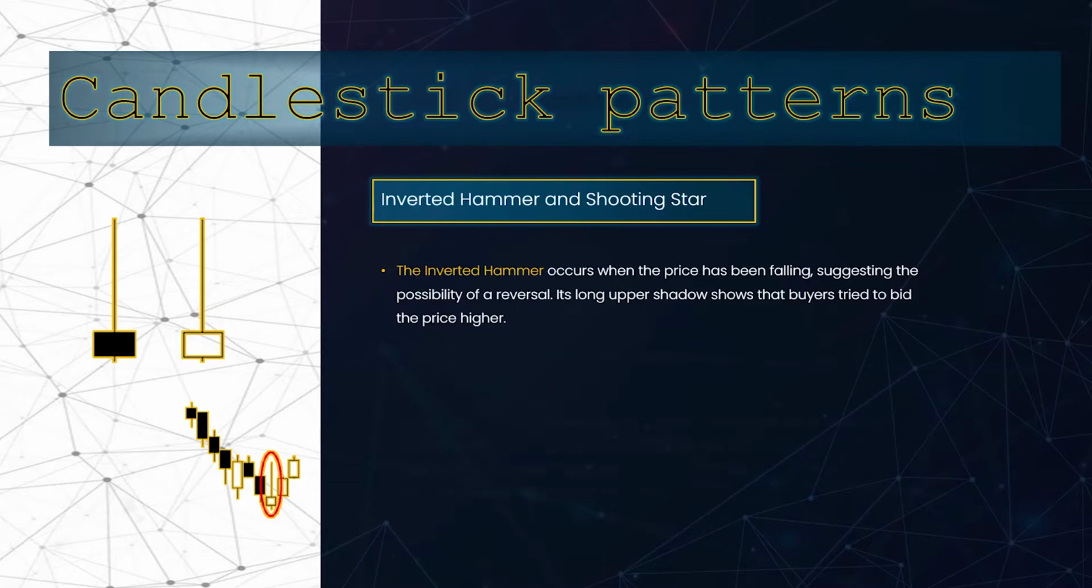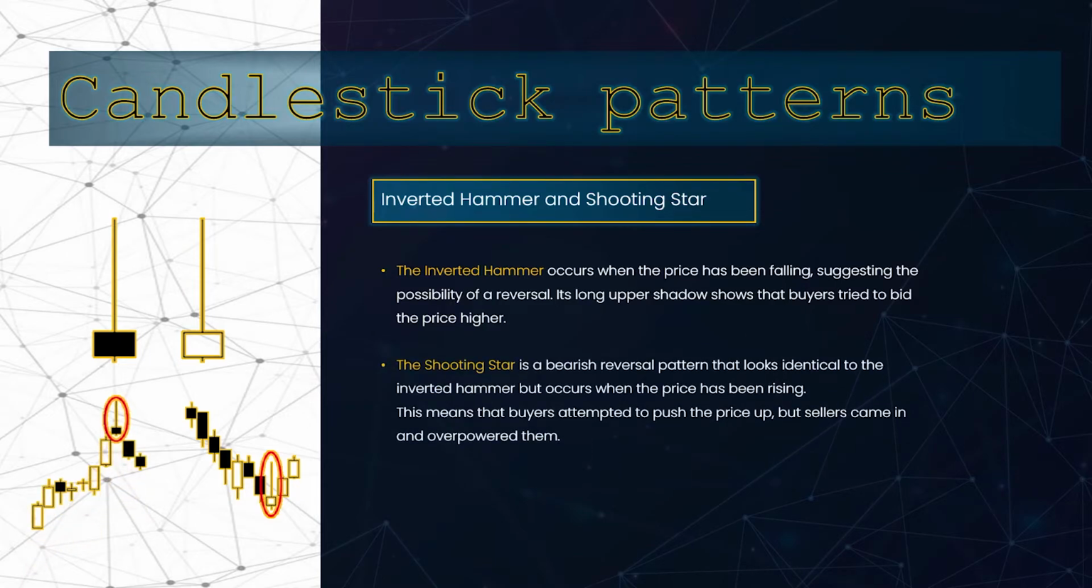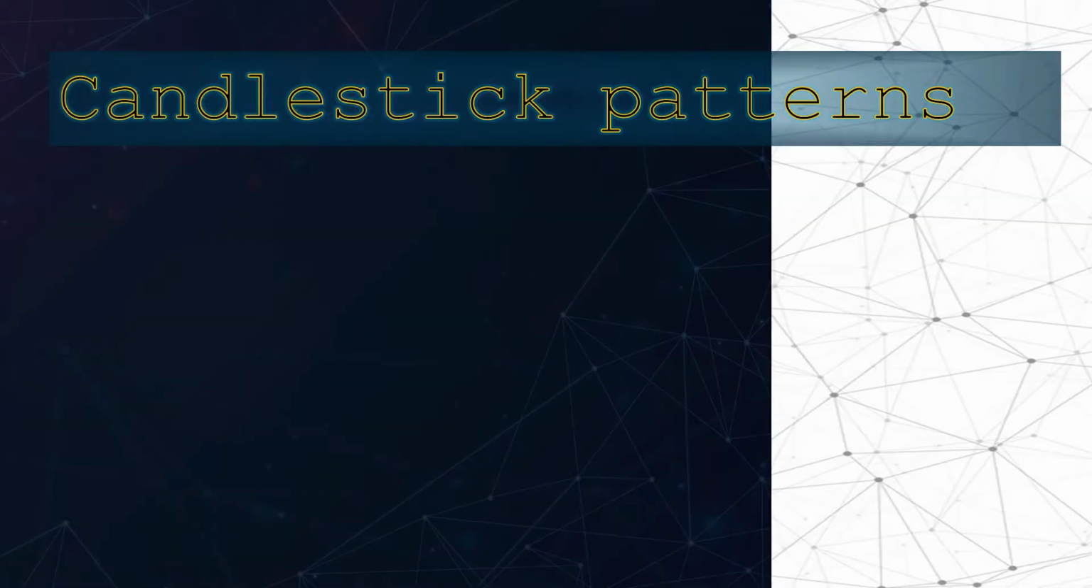The shooting star is a bearish reversal candle that almost looks identical to the inverted hammer, but occurs when price has been rising. Its shape indicates that price opened at its low, rallied up, but pulled back to the bottom. This means that buyers attempted to push price up, but sellers came in and overpowered them. This is a definite bearish sign, since there are no more buyers left because they've all been overpowered.